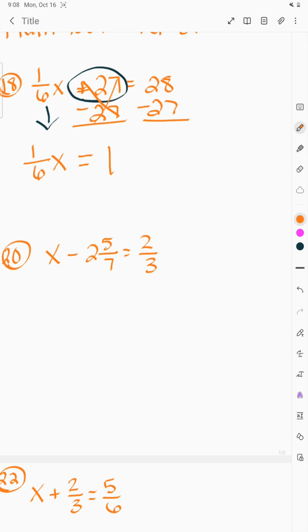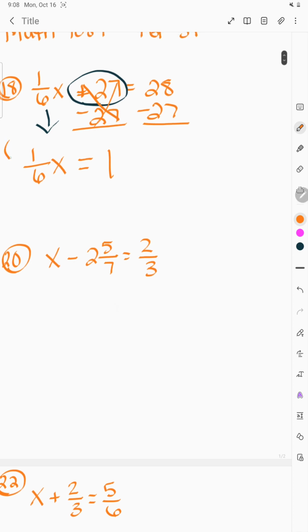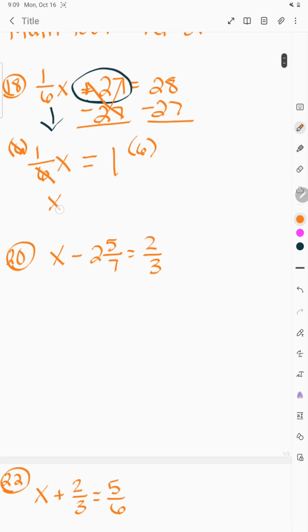So to do the opposite operation, I'm going to multiply both sides by my denominator. My denominator is 6. So 6 divided by 6 is 1, leaving me with 1x on this side, or just x, equals 1 times 6 is 6.